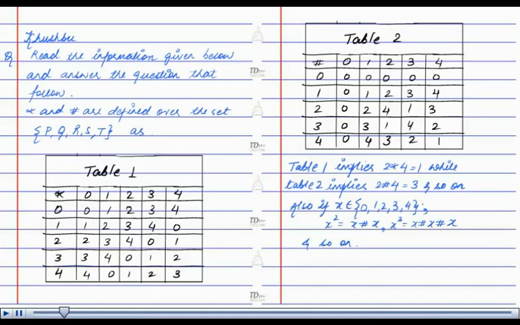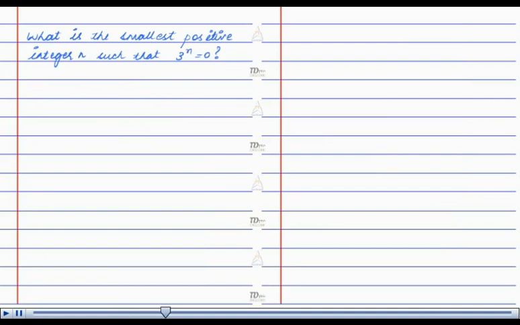The question is, read the information given below and answer the question that follows. Star and hash are defined over the set P, Q, R, S, T as shown in tables 1 and 2. Table 1 implies 2 star 4 is equal to 1, while table 2 implies 2 hash 4 is equal to 3, and so on. Also, if x belongs to 0, 1, 2, 3 or 4, x square is equal to x hash x, x cube is equal to x hash x square, and so on. What is the smallest positive integer n such that 3 to the power n is equal to 0?